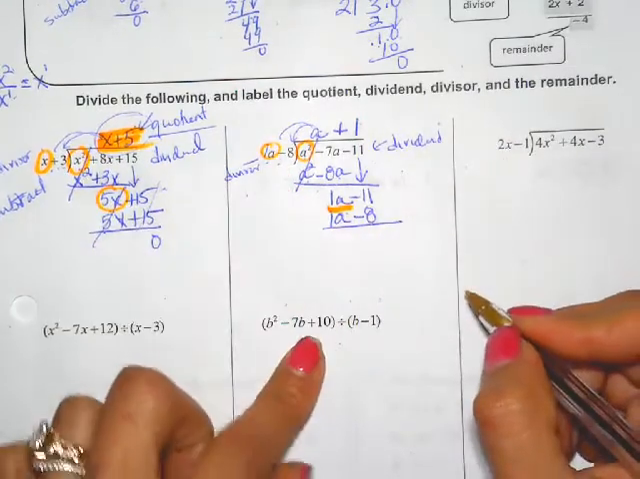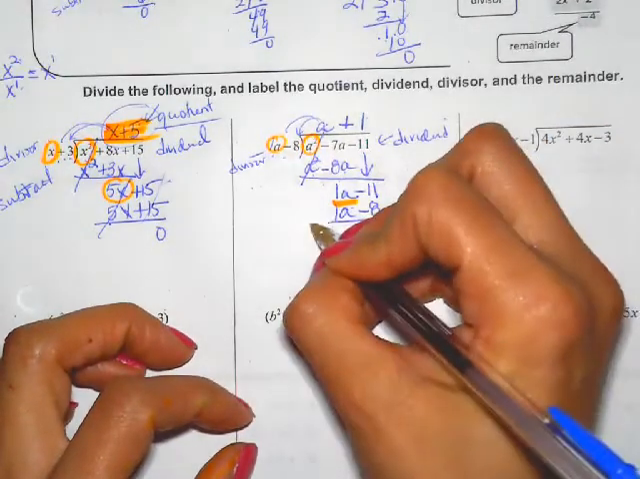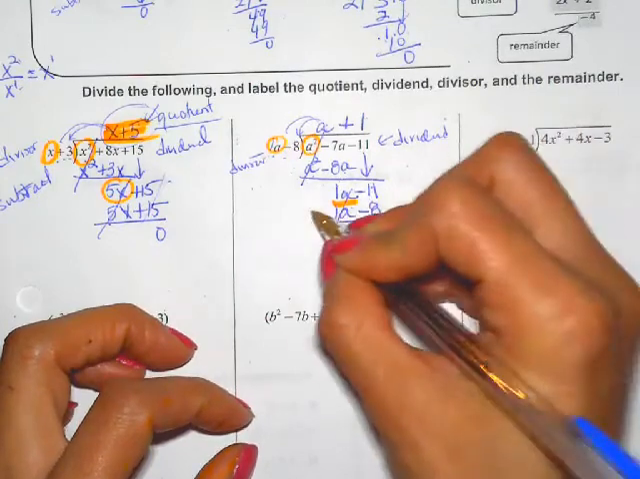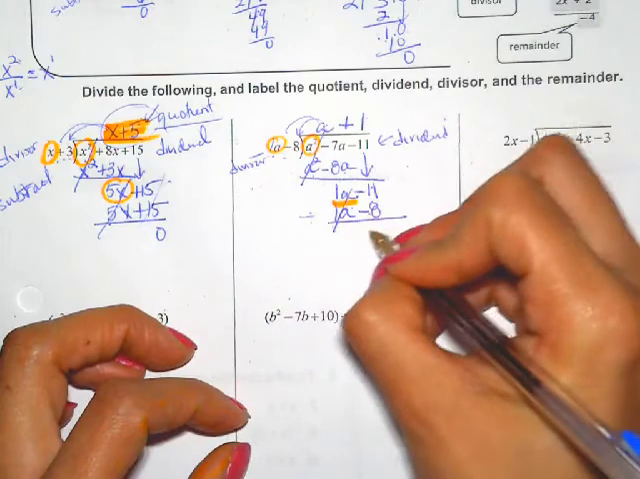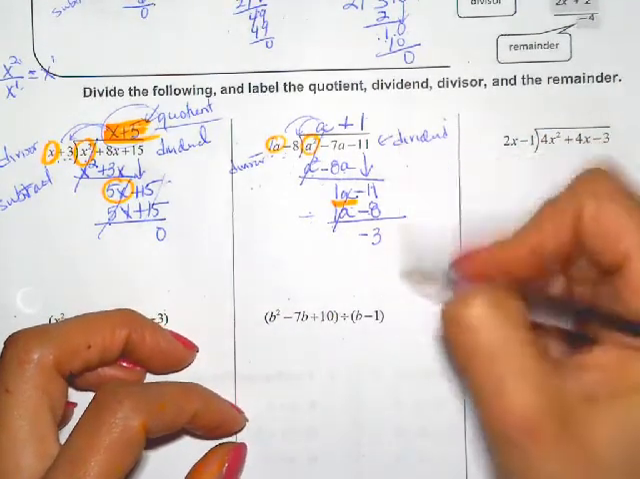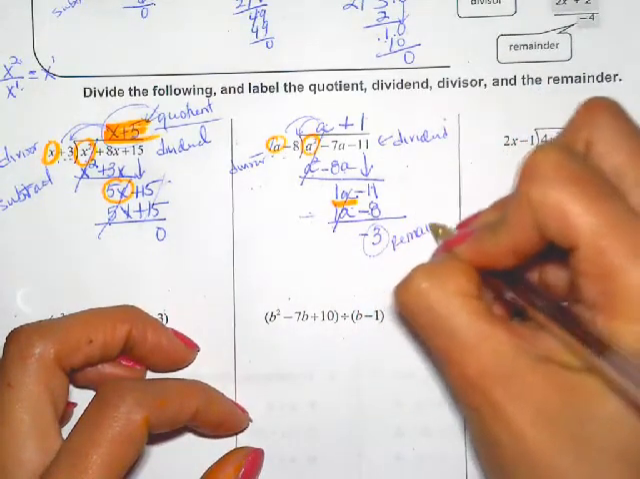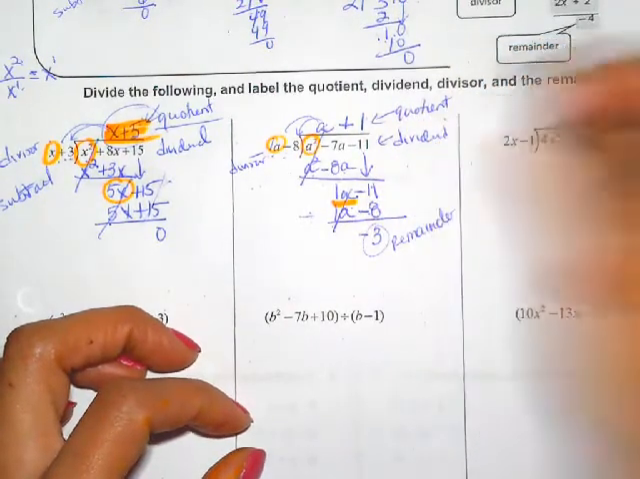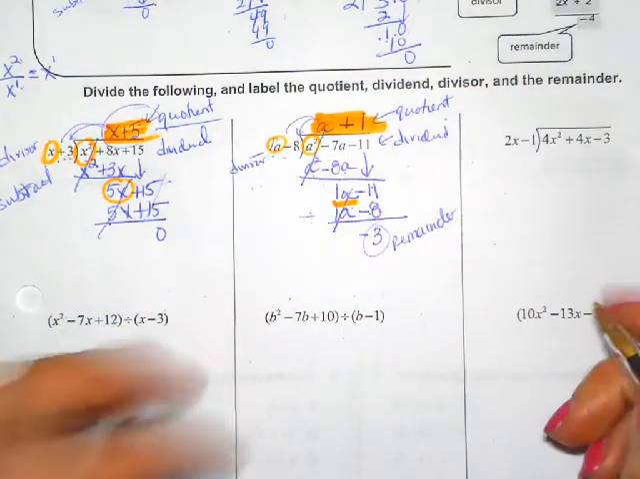Then we take the difference, or we subtract. So 1a minus 1a is 0, or cancel out. And then negative 11 minus negative 8, we'll change that to a plus, so that's going to be negative 3. And there's no more numbers to bring down, so this is our remainder. And this is our quotient, which is our answer. A plus 1.